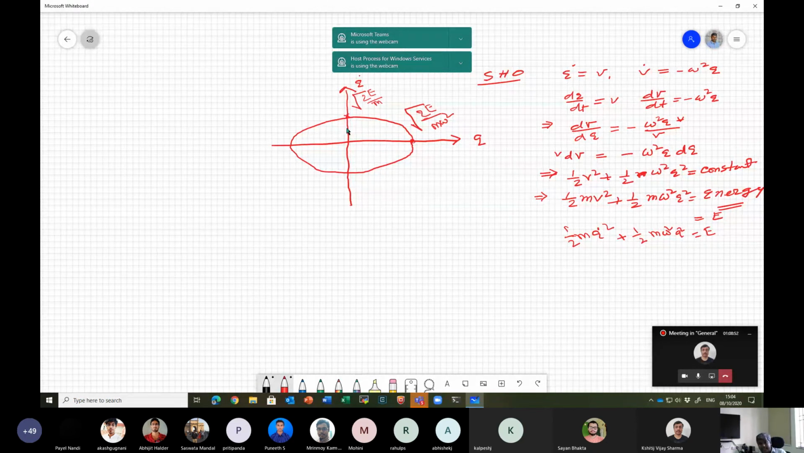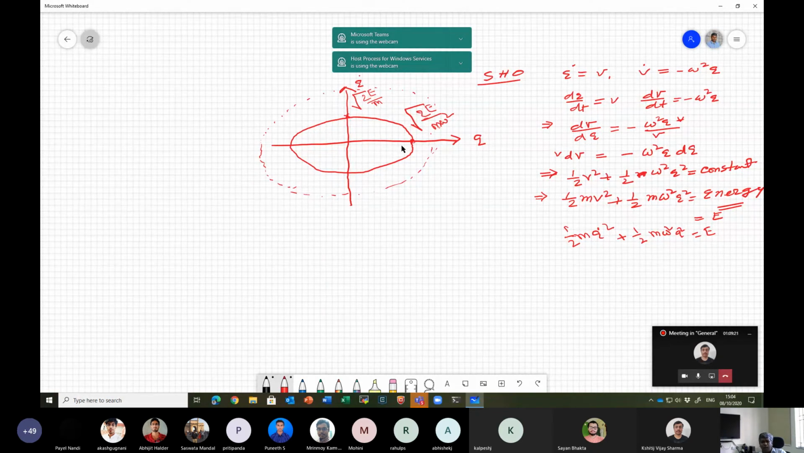Now, this ellipse that we drew is for a given energy, right? This is the E. So for a fixed energy, I got this ellipse, right? Now, if you increase this energy, you get these concentric ellipses. For a different energy, you will get another ellipse like that one, and with different energies, you will get all these concentric ellipses.